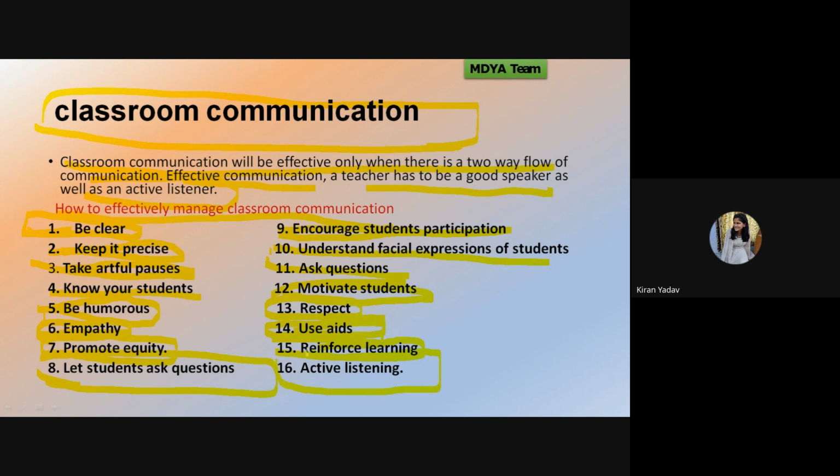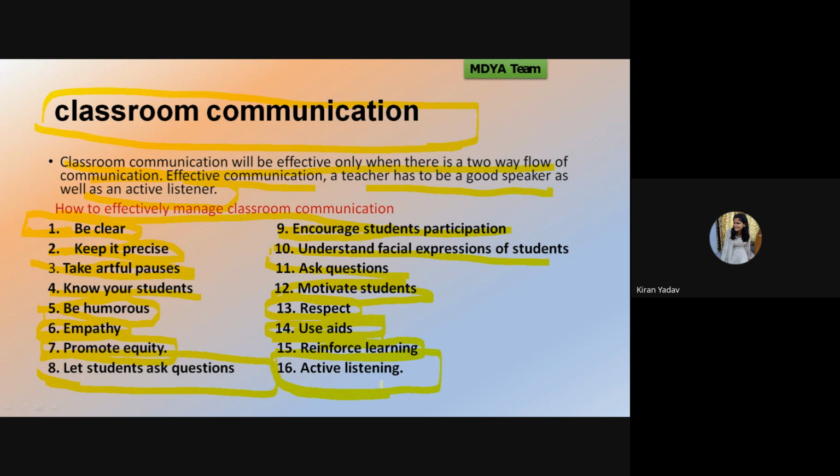Active listening. Students and teacher also, the teacher should listen actively to the students when they are asking questions or when they are answering, so that when you listen actively, only then can you communicate better.